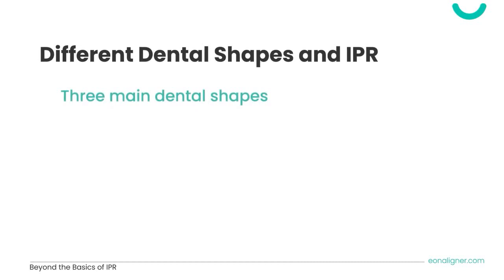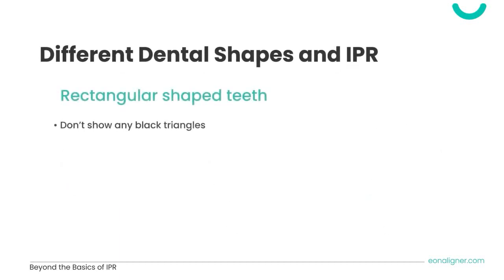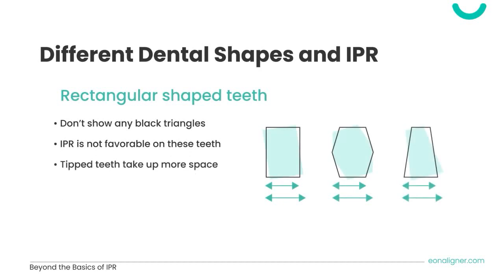Different dental shapes and IPR. We have 3 main dental shapes: rectangular, triangular, and barrel. The rectangular-shaped teeth don't show any black triangles. IPR is not favorable due to the wide and flat contact areas that need excessive amounts of reduction to gain the desired space. Tipped teeth take up more space than when positioned vertically. This is true for this shape more than the other shapes. Uprighting these teeth before IPR may decrease the amount of reduction required.